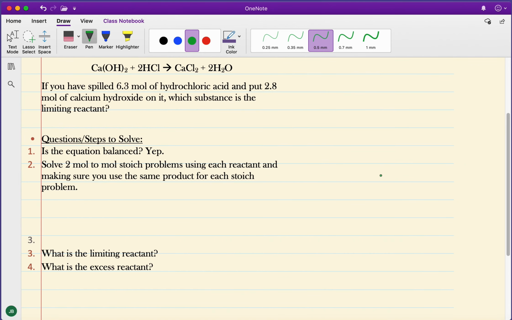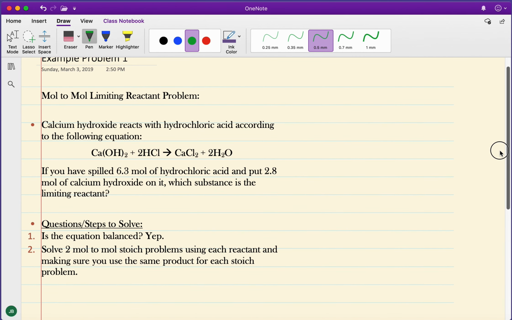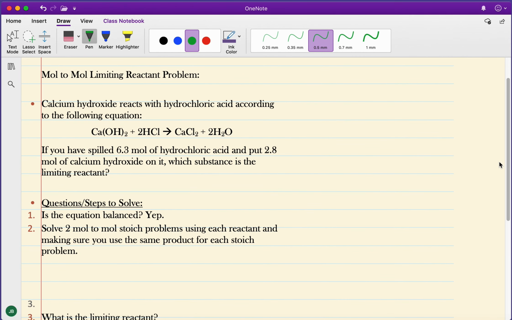All right, let's start off with an example problem. And we will go ahead and start off by working a mole-to-mole limiting reactant problem. All right, calcium hydroxide reacts with hydrochloric acid according to the following equation. Now, you have spilled 6.3 moles of hydrochloric acid, and you put 2.8 moles of calcium hydroxide on it to neutralize that acid. Which substance is the limiting reactant?